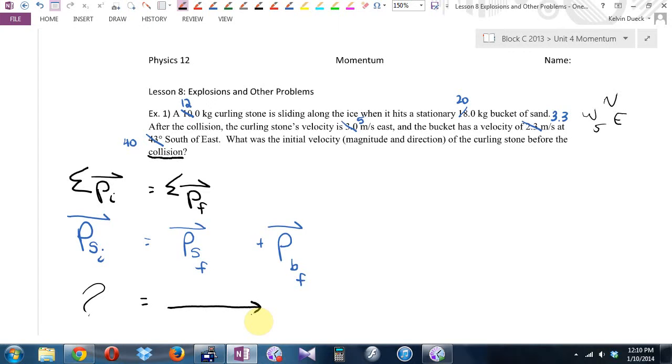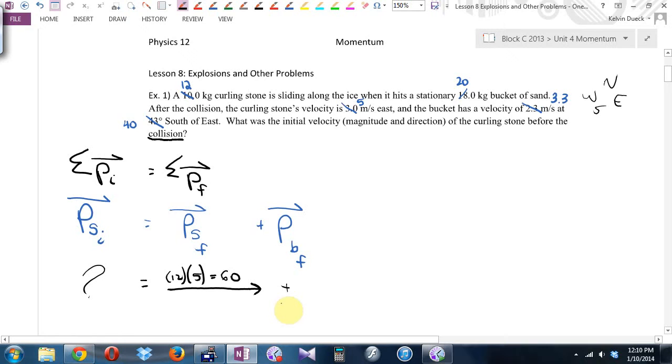Because most kids, if you ask can you go mass times velocity right now? What's going to go here? What's the mass? 12. What's the velocity after the collision? 5. I would argue that you can probably do that in your head. 60. The bucket has a velocity of 3.3 meters per second, 40 degrees south of east.